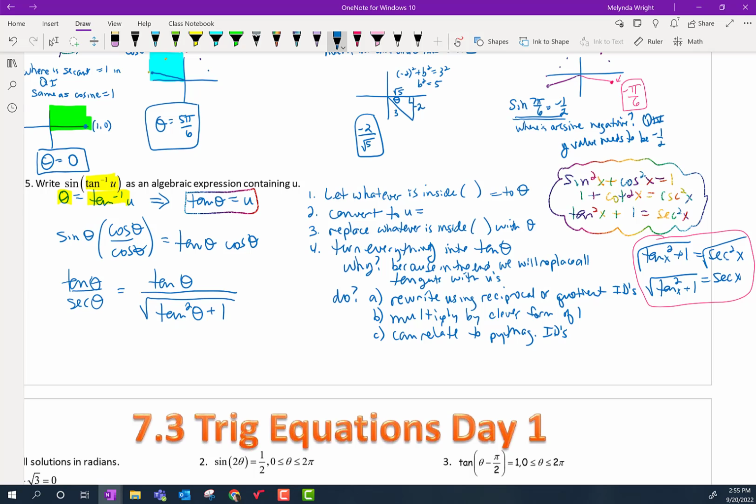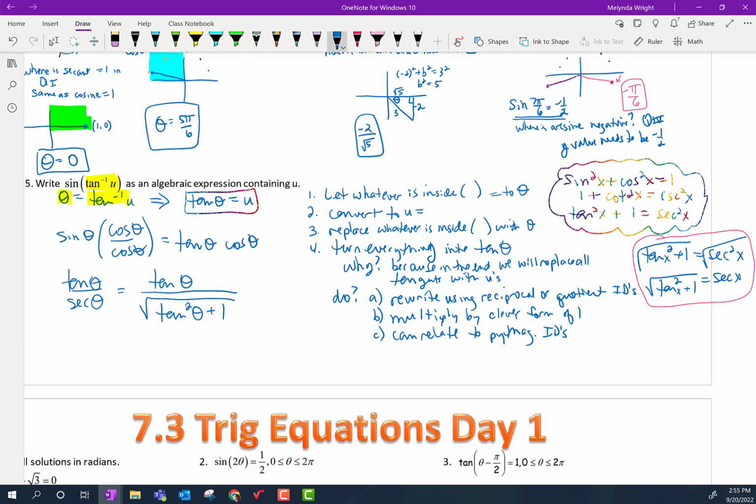I have now accomplished my goal of making u tangent. And notice in doing that, I am really digging into my identities, which is something that is going to have to be memorized, right? Because we're going to use that forever. Okay, something has to be memorized.